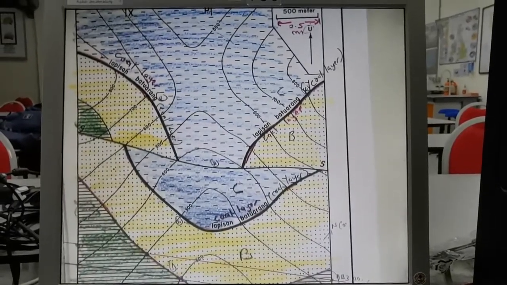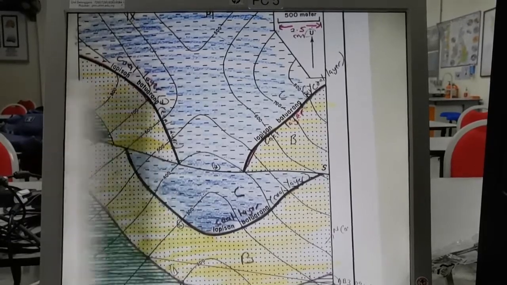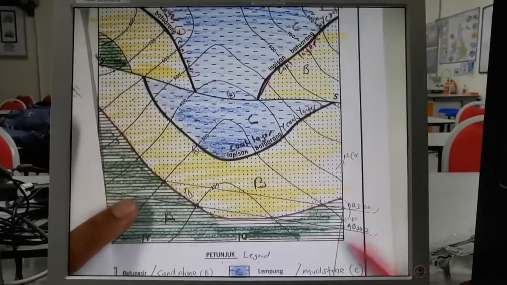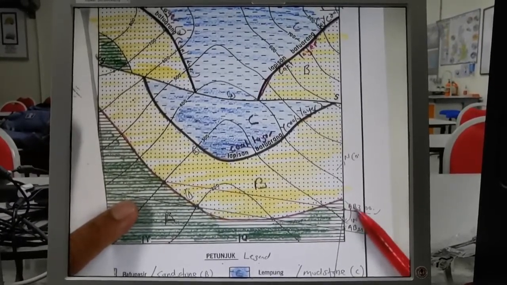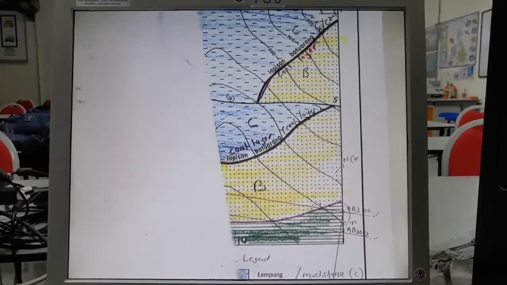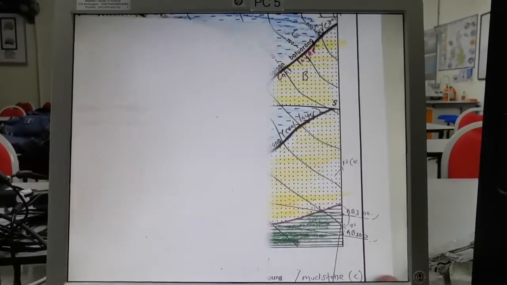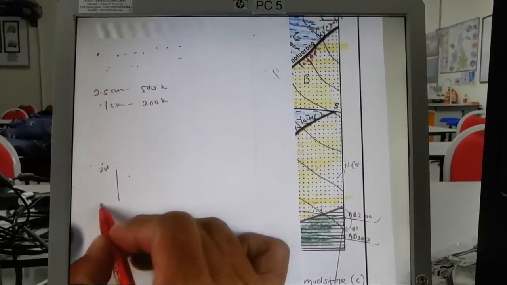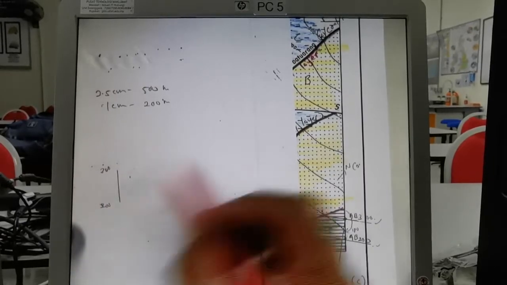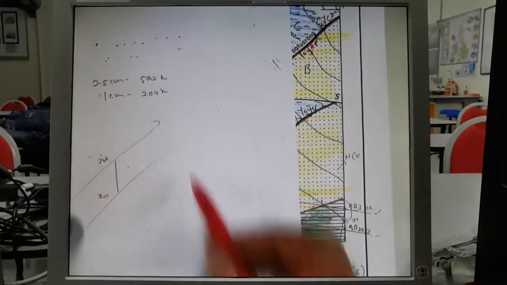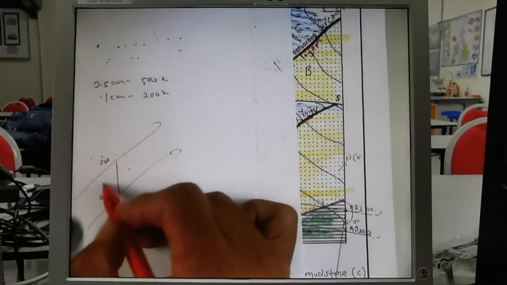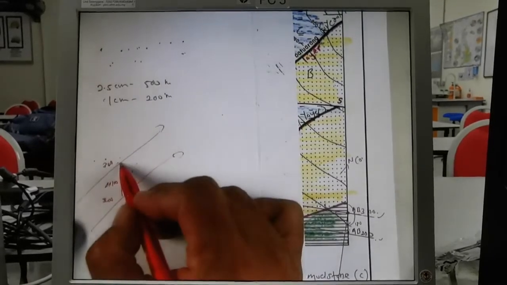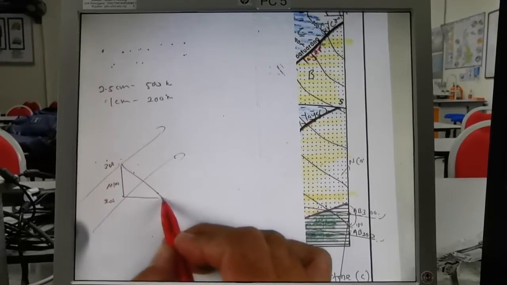To get this, investigate the height. Our Y is 300, the lowest is 200. The straight line is 100, and the difference in height is 100; 300 minus 200 is 100. So what is the inclination of this line?